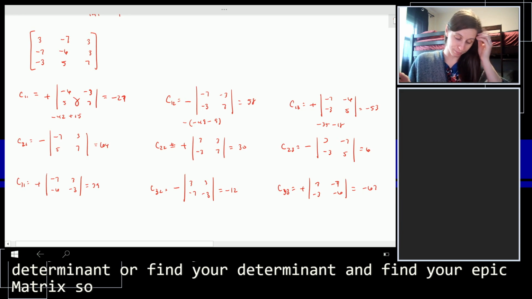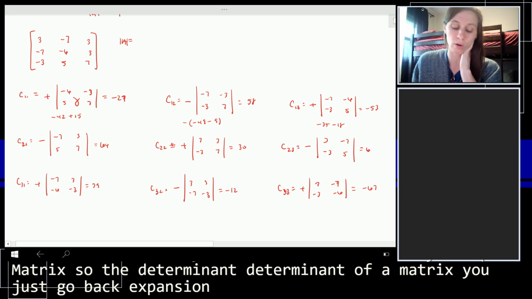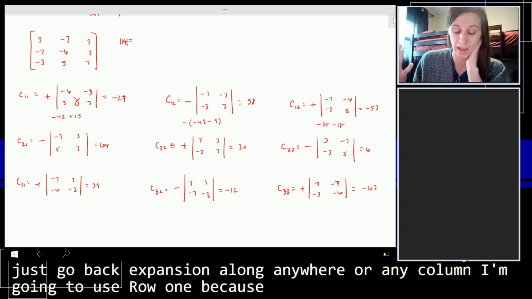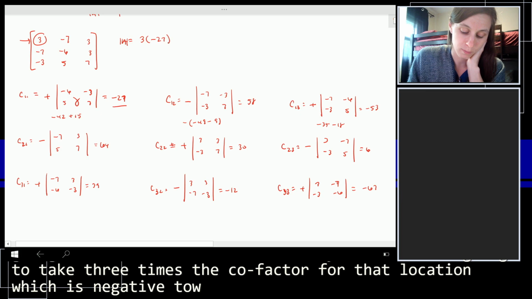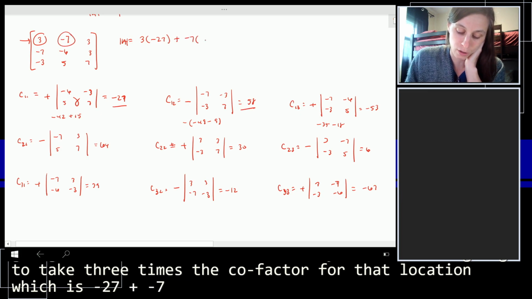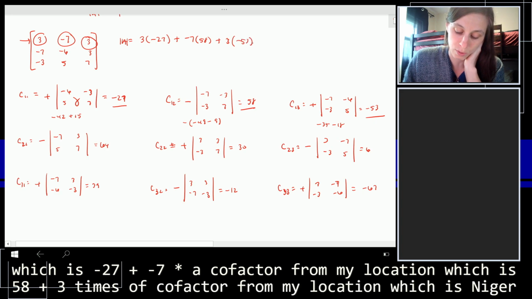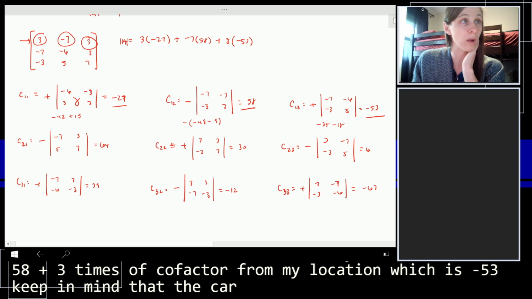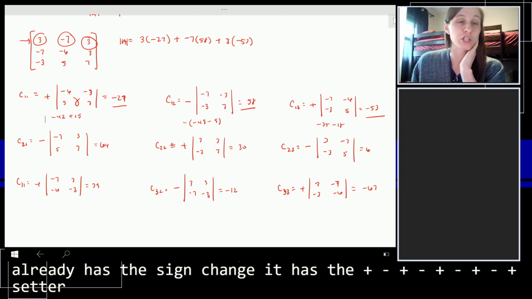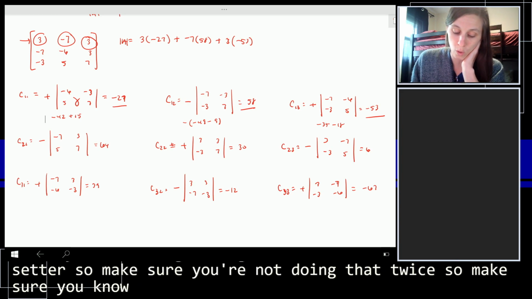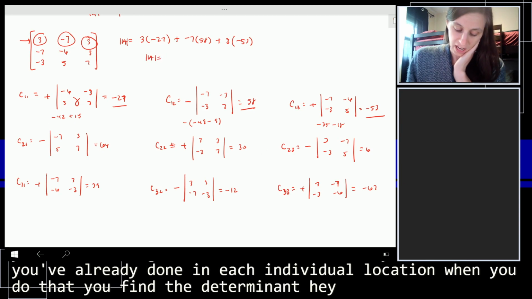So, the determinant of a matrix, determinant of A. You can use cofactor expansion along any row or any column. I'm going to use row 1 because that's my habit. So I'm going to take 3 times the cofactor for that location, which is -27, plus -7 times the cofactor from that location, which is 58, plus 3 times the cofactor from that location, which is -53. Keep in mind that the cofactor already has the sign change. It has the plus, minus, plus, minus, etc. So make sure you're not doing that twice. Make sure you know what you've already done in each individual location. When you do that, you find the determinant of A is -646.